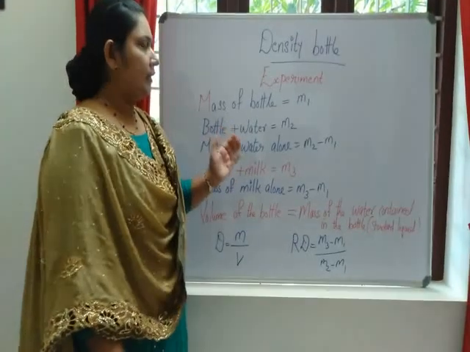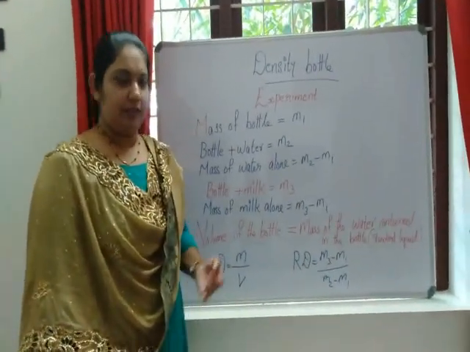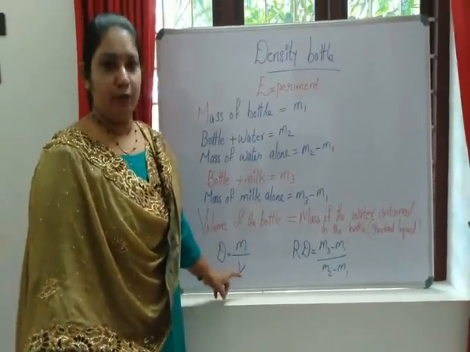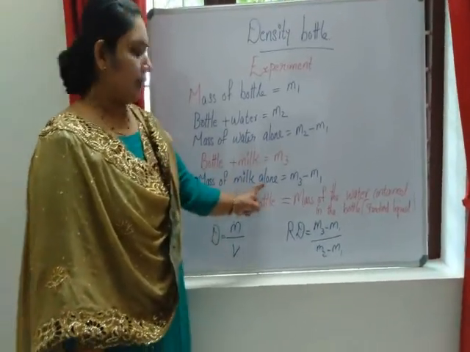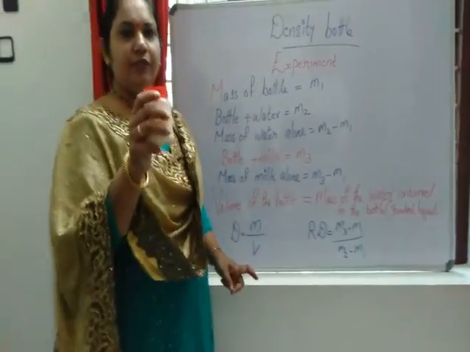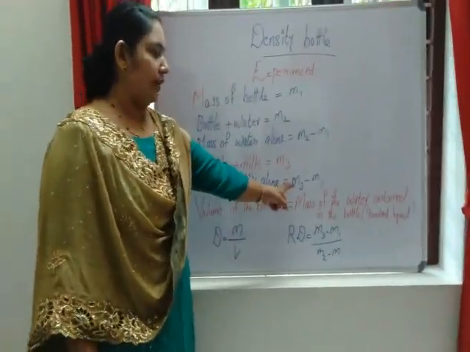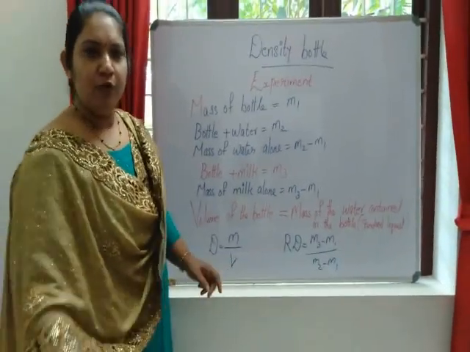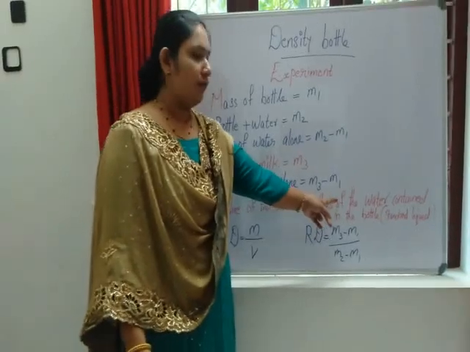So using this experiment, we can calculate density and relative density. Density we can calculate using the formula mass by volume. If I want to find the density of the given milk, what do you have to do? The mass of the milk alone is M3 minus M1, divided by the volume. What is the volume? The volume of this density bottle, which is the mass of the water.